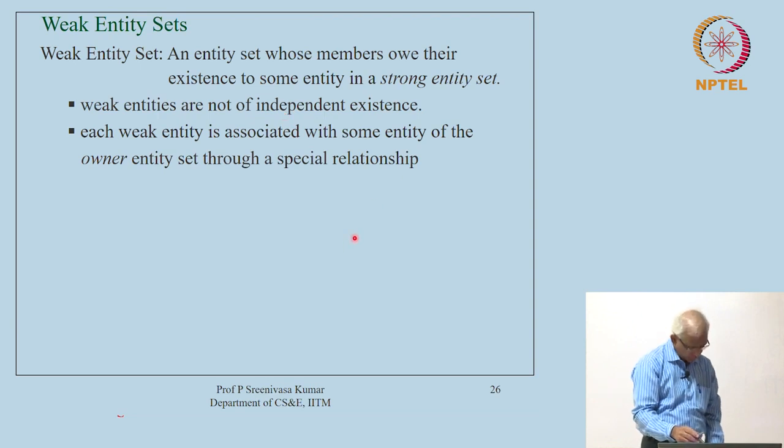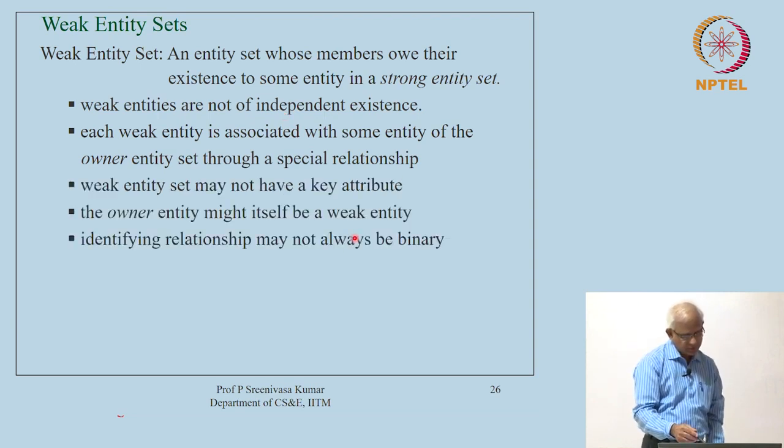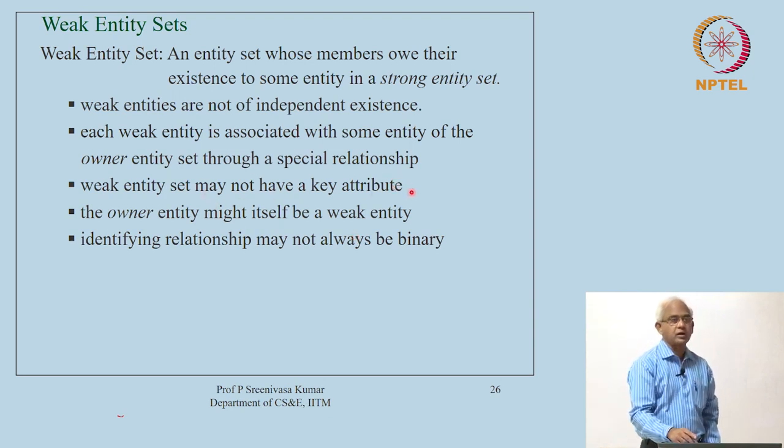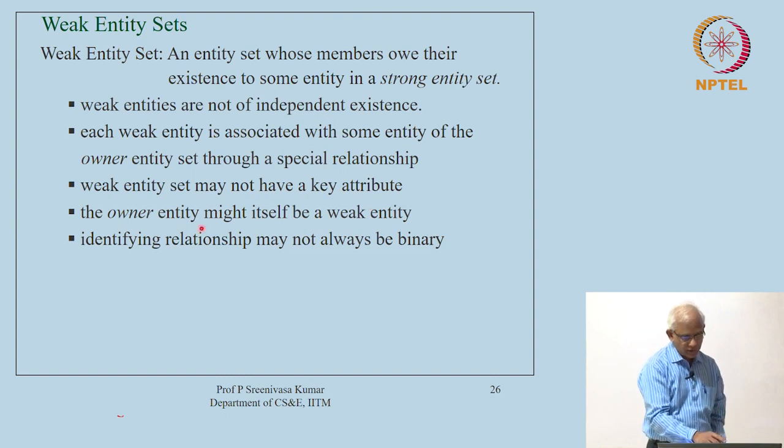Now, let me give you an example, we will see a couple of examples. The weak entity set may actually not have a key attribute at all. It may have what is called a partial key, we will talk about it, and the owner entity might itself be a weak entity. What is an owner entity? An owner entity is something which kind of owns this weak entity. That itself can be weak, in which case there is a chain of these weak entities, and so ultimately of course it has to be owned by some strong entity.